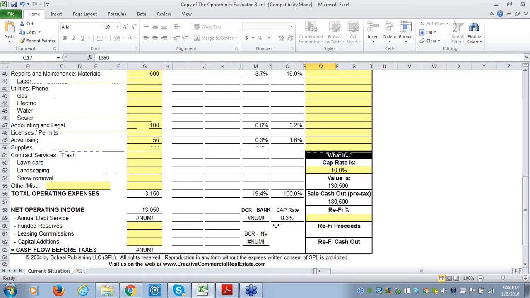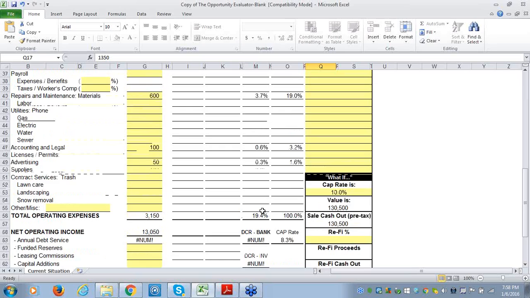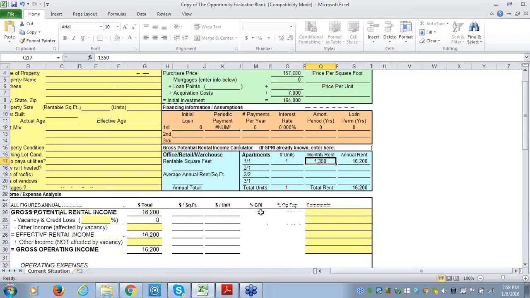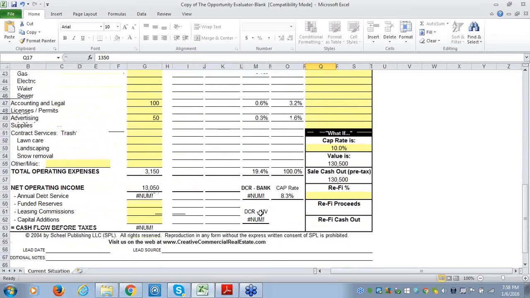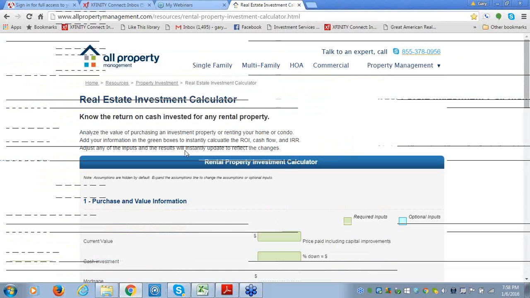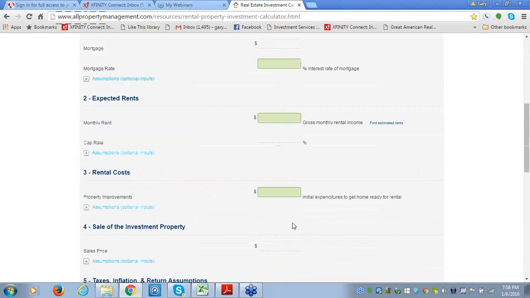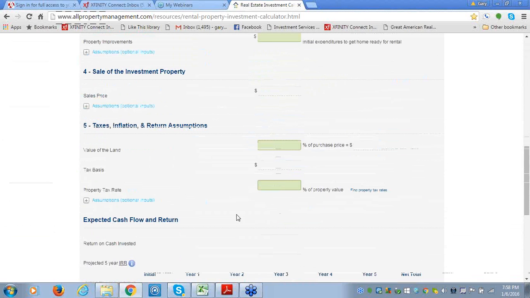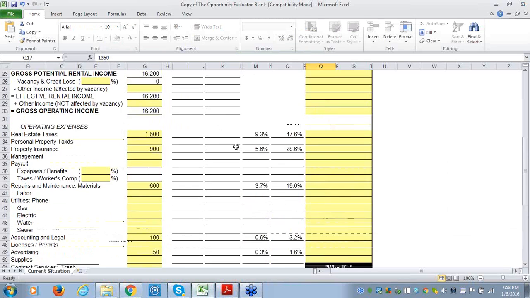And here's the what-if. They're assuming value is 130,000, and you cash out, you sold for 130. Why would you do that if you just bought it for 157, right? That doesn't make sense. So that's why I never understood why they put this out there. I'd rather see you use this rental property reporter, and we'll look at that here in a little bit. So hang on one second. Let's go back to Kelly's example.